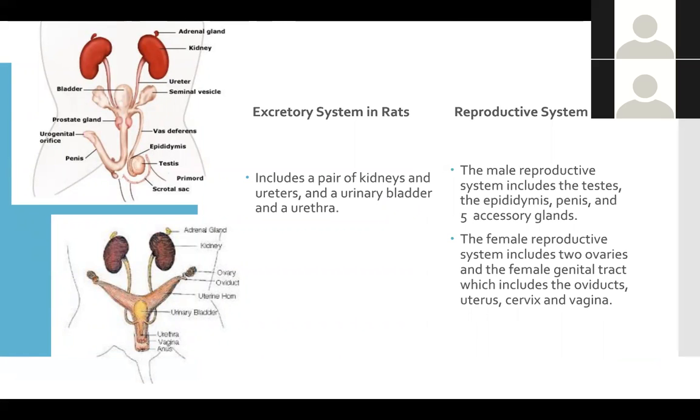A pair of kidneys, ureters, a urinary bladder, and a urethra make up the excretory system. As for the reproductive system, males and females differ. In the male reproductive system, testes, the epididymis, the penis, and 5 accessory glands are included. As for the females, there are 2 ovaries and the female genital tract. The genital tract includes the oviducts, the uterus, the cervix, and the vagina.